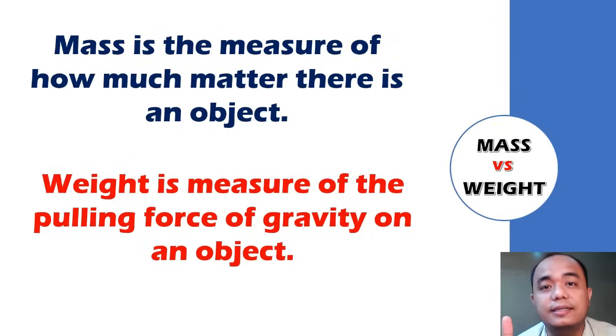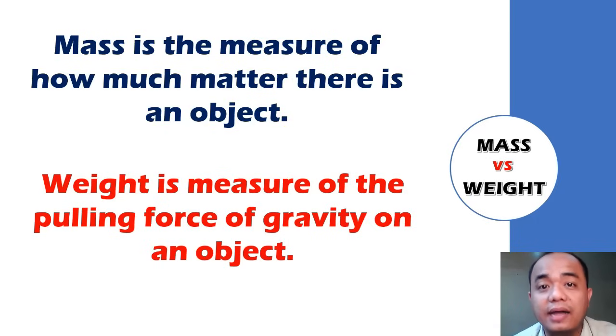Now, sa madaling salita, class, ang mass ay tumutukoy sa dami ng mga atoms natin sa katawan o napapaloob sa isang bagay. Ito ay constant o hindi nagbabago-bago. Kahit saan ka pa nakapwesto, saan ka pa naroroon, ang mass ng isang tao o ang isang bagay ay hindi nagbabago-bago. Kasi nga, ito ay tumutukoy sa dami ng mga atoms mo sa katawan o mga atoms na bumubuo sa isang bagay. Kaya hindi ito nagbabago-bago.